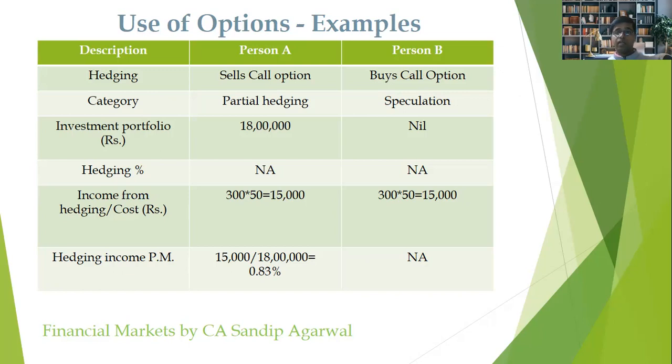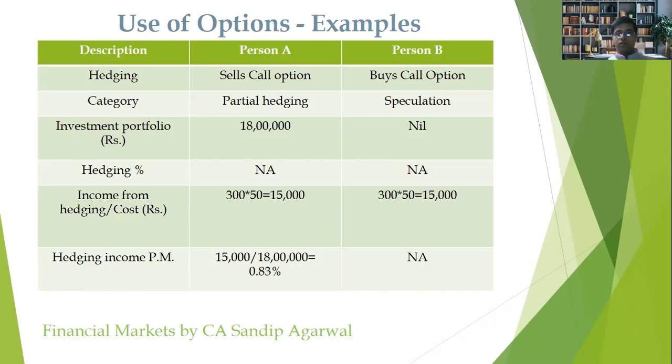Now, if the market really doesn't move beyond 18,000 in that month itself, and his portfolio also remains, say for example, sacrosanct at 18 lakh rupees, then that entire 15,000 rupees he basically pockets in his income, and that amount becomes his entire income. Now, in case the market starts moving in the upward direction, obviously he will start incurring loss on this call option as well.